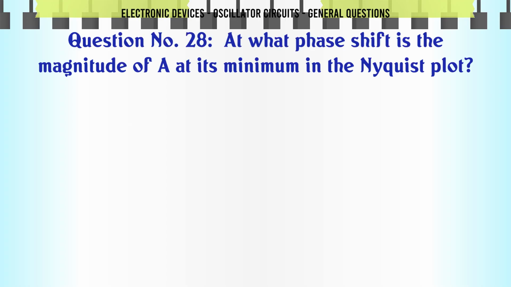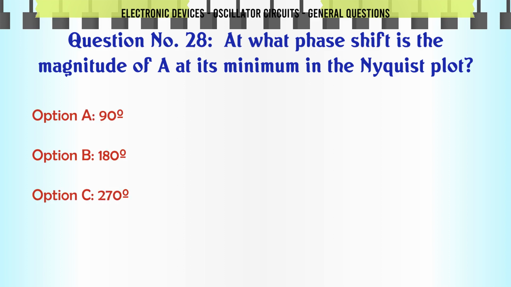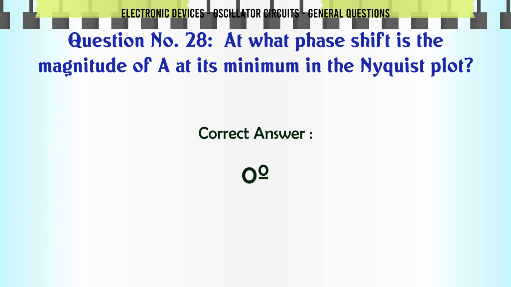At what phase shift is the magnitude of A at its minimum in the Nyquist plot? A. 90. B. 180. C. 270. D. 0. The correct answer is 0.